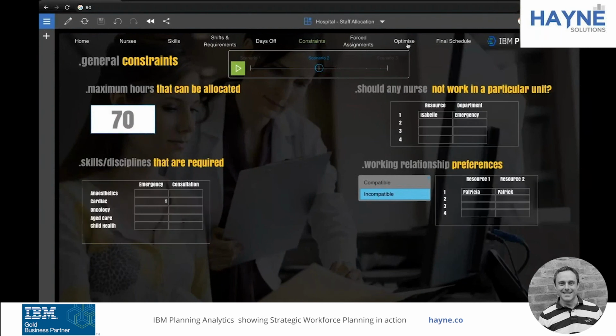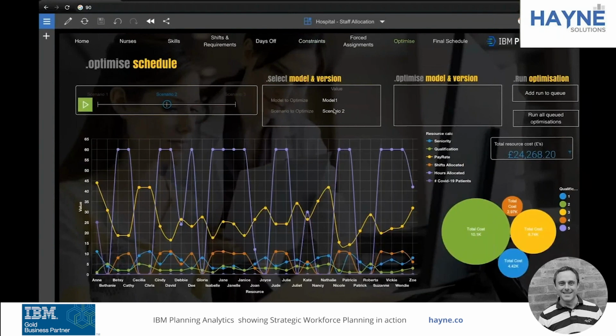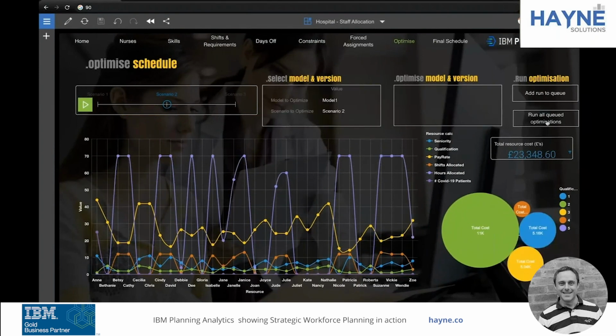Now if we go back to our optimize tab, we can rerun the workforce planning process. So we've just changed the constraints for scenario 2, so we just want to rerun that. But as we spoke about earlier in Planning Analytics, you can have as many different scenarios as you wish to run and compare. So when we run the process to work out the optimum workforce planning schedule, it's going to take into consideration all the variables and constraints that we've looked at, including the change of maximum hours, to create a new workforce plan. So you can see what it's done. It's adjusted the maximum hours per nurse to 70, and it's going to readjust the schedule.